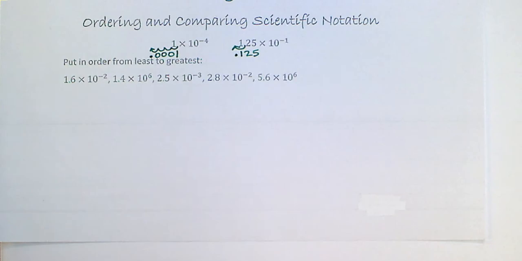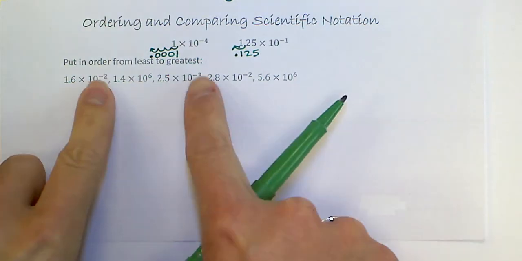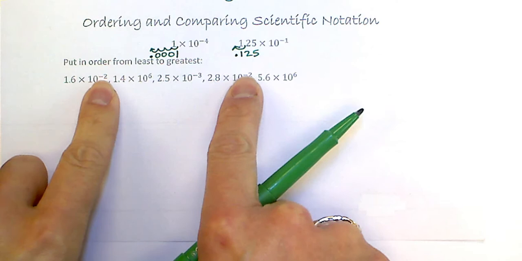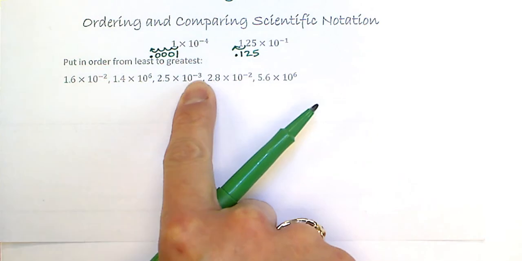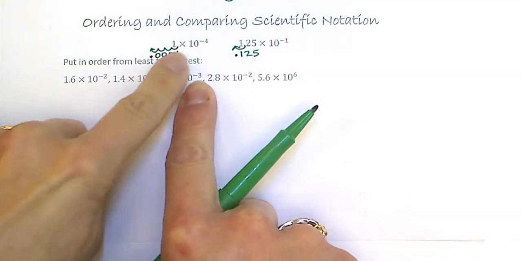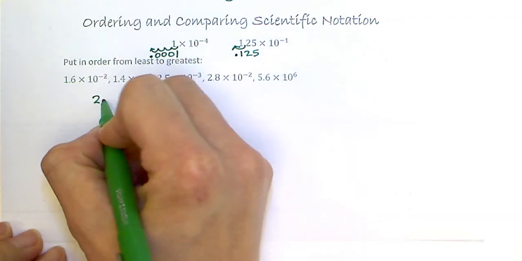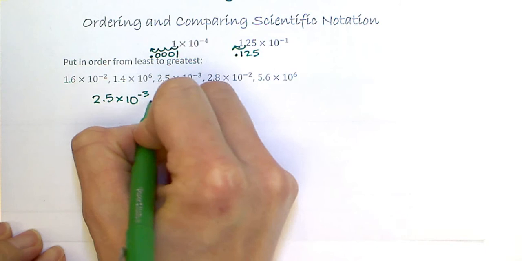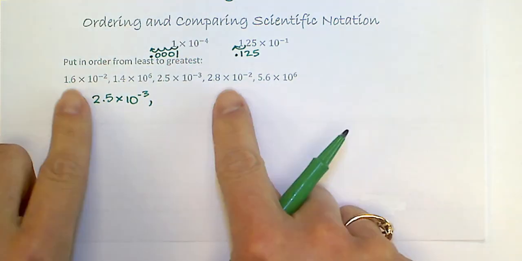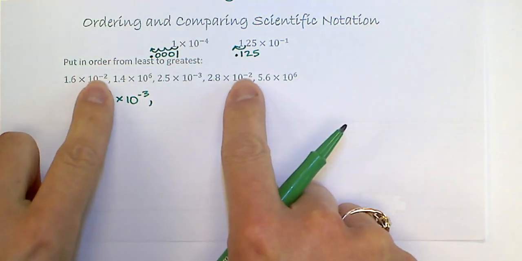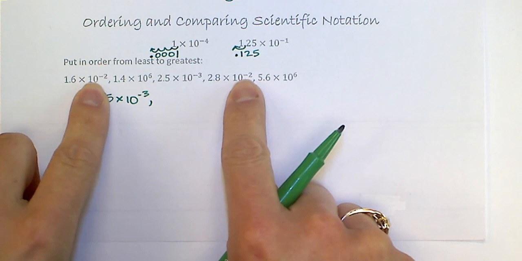Okay, so I'm going to look at my negative exponents. I have a negative 2, a negative 3, and a negative 2. So I know that negative 3 is going to be the smaller one because we're going to go farther to the left. So I will write 2.5 times 10 to the negative third. That's the smallest number. But now I've got to decide between 1.6 times 10 to the negative 2 and 2.8.